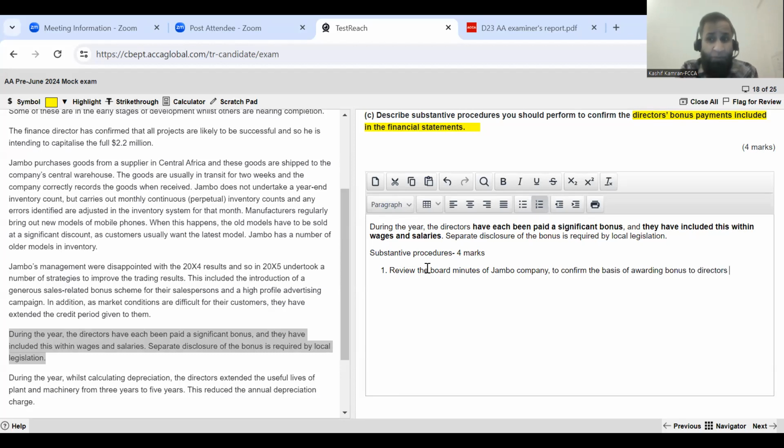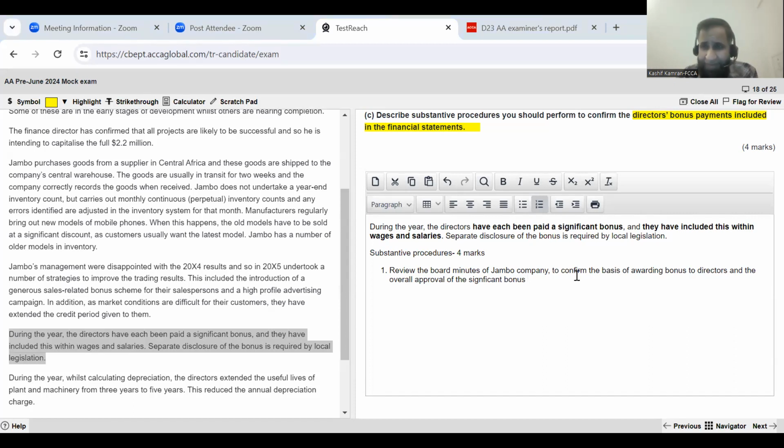If they say it's on performance, I'll say performance. Okay, is the performance going up or down? So I see the performance going down, still they're giving bonus, which is wrong. Just an example, right? To confirm the basis of awarding bonus to directors and the overall approval of the significant bonus. So two things, right? The overall approval and the basis.